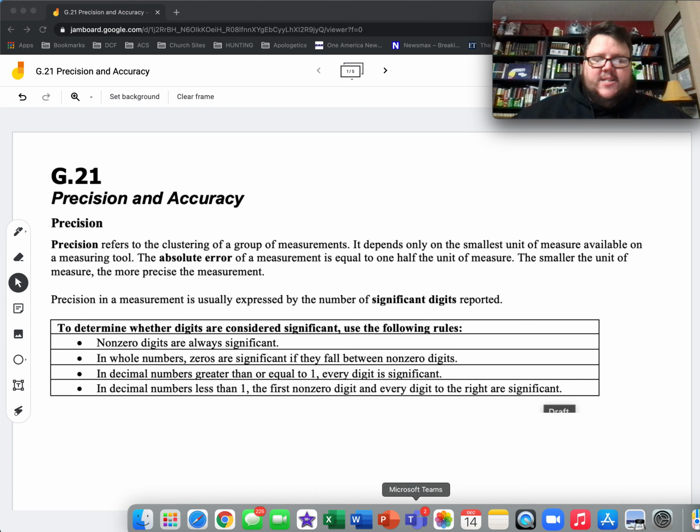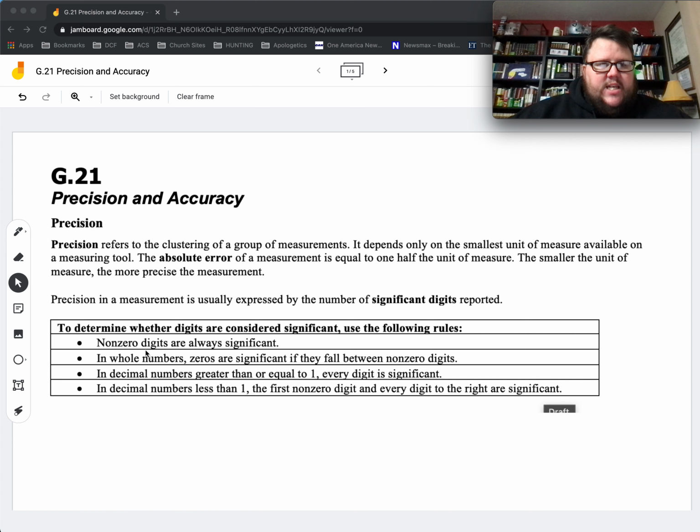Hey geometry students, today we are going to be dealing with precision and accuracy. So we're wrapping up chapter 1 of the geometry textbook this week, and then next week we're going to assess the chapter. So we're going to have our test next week. So, precision and accuracy.